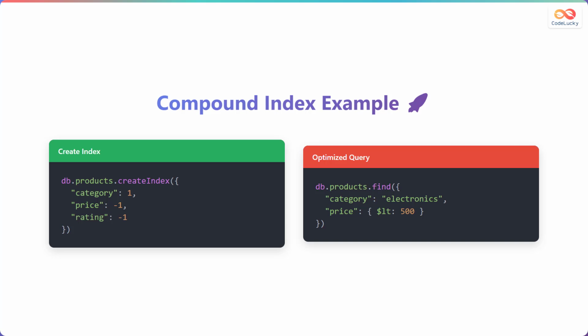Here is an example of creating and using a compound index. To create a compound index on the products collection, including the fields category, price, and rating, use the command db.products.createIndex, specifying the order for each field. Once the index is created, you can perform optimized queries using these fields. For example, to find products in the electronics category with a price less than 500, use the command db.products.find, and then specify the category as electronics and the price with the less than operator as 500.